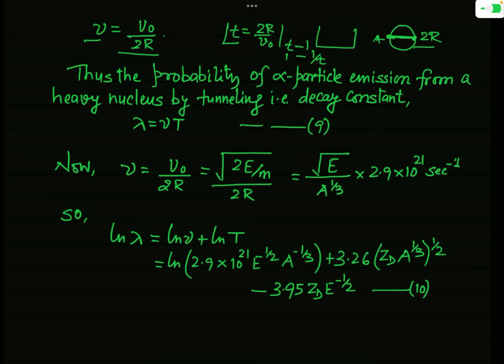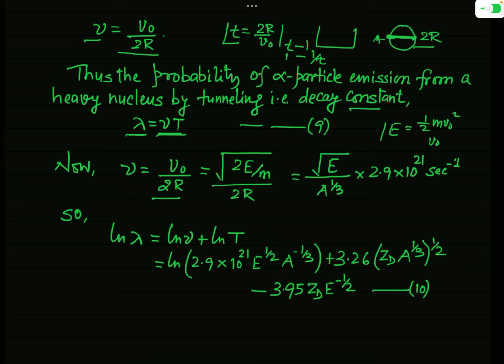Now, in fact the product of the collision frequency and the transmission probability is equal to the decay constant. You can say the probability of alpha particle emission from a heavy nucleus by tunneling, that is the decay constant, is given by lambda equal to nu into t. Now what will be the value of nu? You can estimate it. Nu is V0 over 2R, and V0 is the speed of the alpha particle. We assume that the motion of the alpha particle is non-relativistic, and so its kinetic energy E will be equal to half m V0 square.